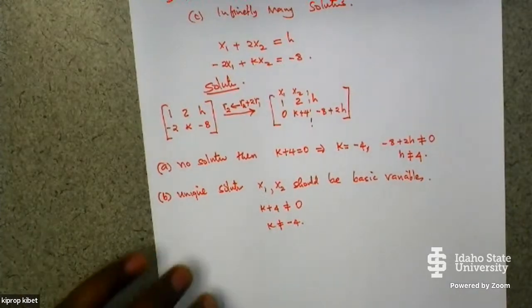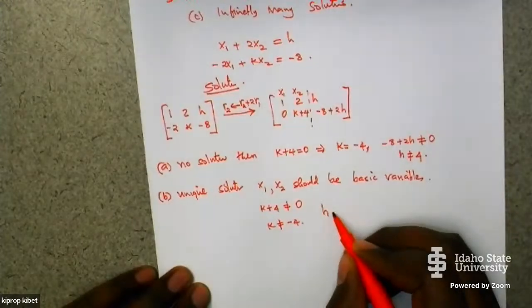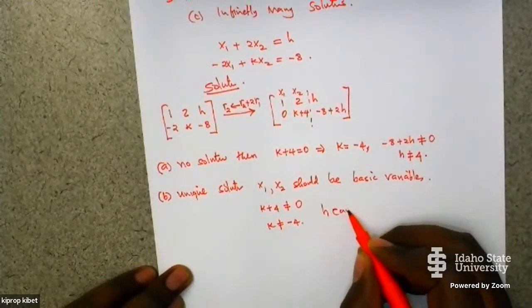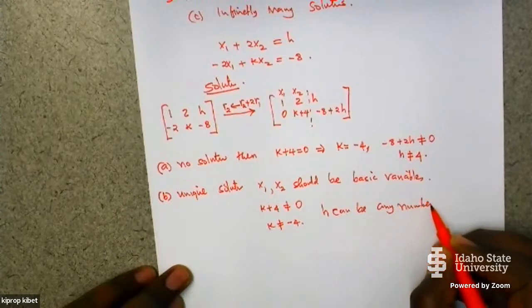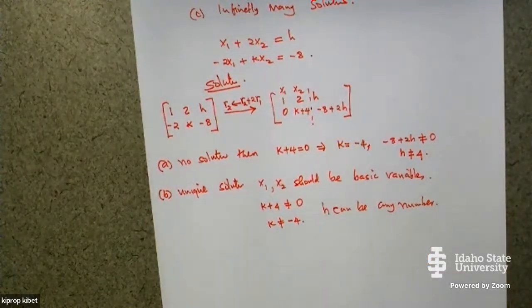And finally, what can h be? h can be any number. h can also be 0. So it can be any number, as long as k is not equal to minus 4.